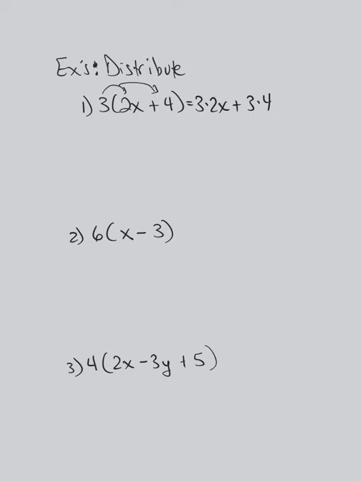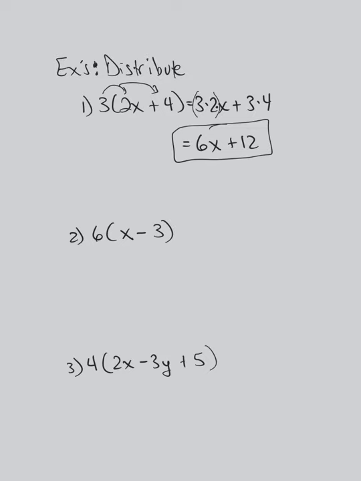Now 3 times 2x, you might be asking, can I multiply that 3 and the 2 together? That's where the associative property comes in, because there's a multiply right there. I'm multiplying 3 things together, so I can group any 2 of them together. So I can multiply that 3 times the 2. That gives me 6x, and then 3 times 4 is 12. So I end up with 6x plus 12.